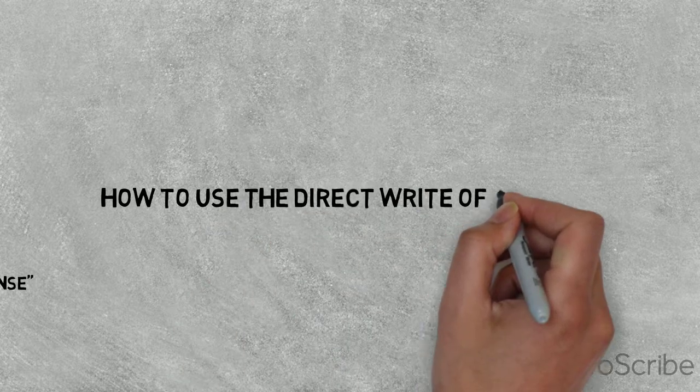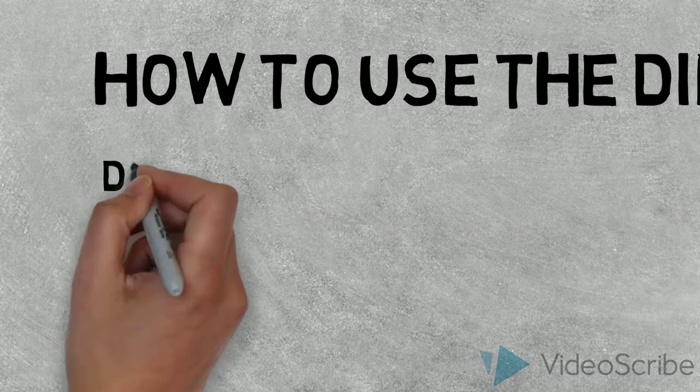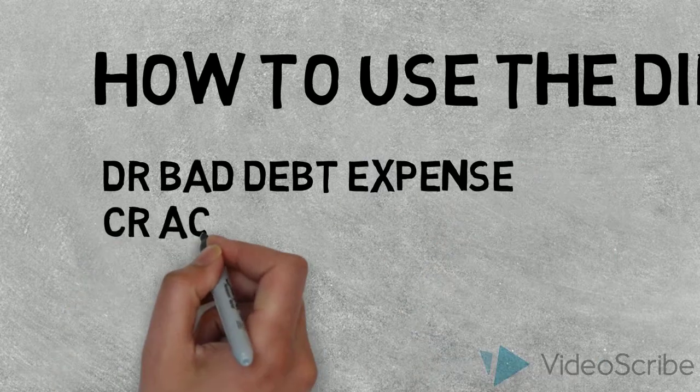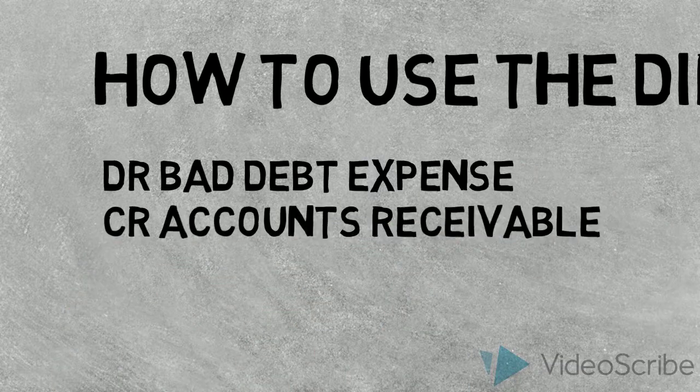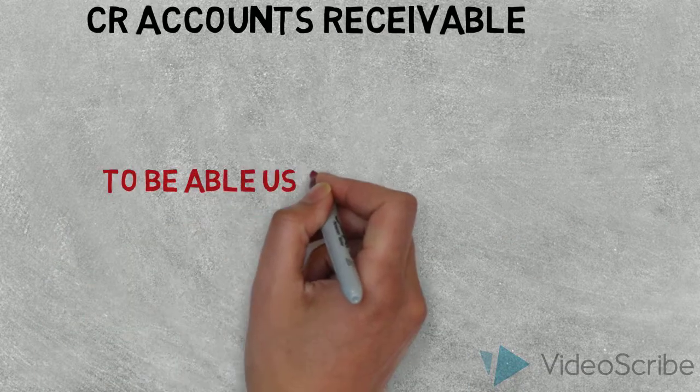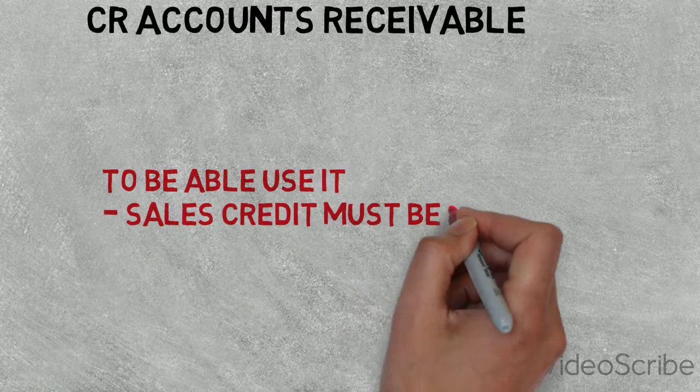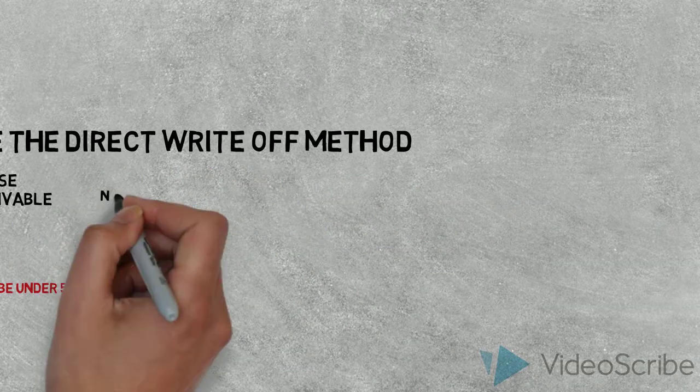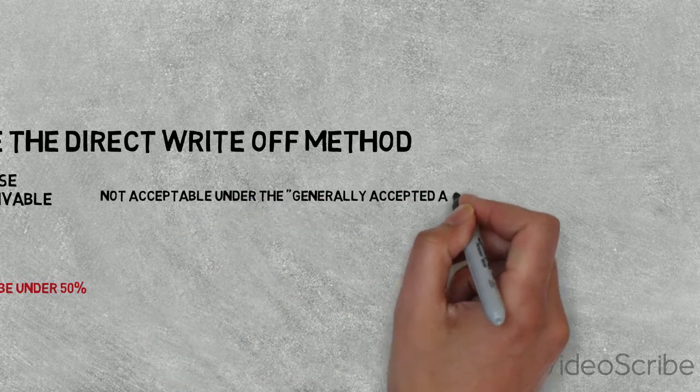How to use the direct write-off method. To do so, we must debit bad debt expense and credit the accounts receivable account. However, to be able to use this, credit sales as a share of total sales revenue must be under 50%. It is also good to note that it is not acceptable under GAAP.